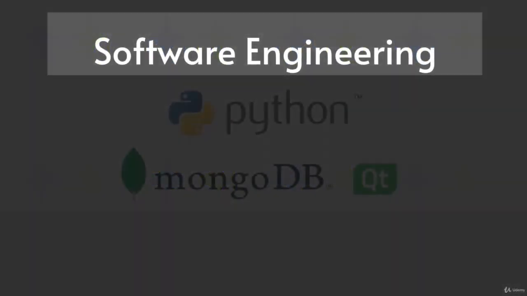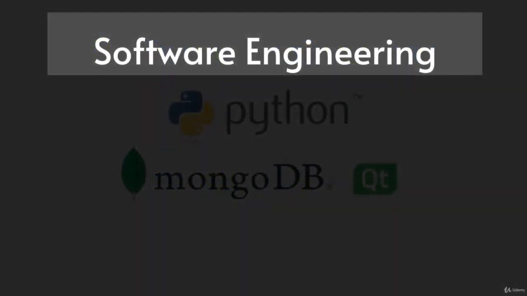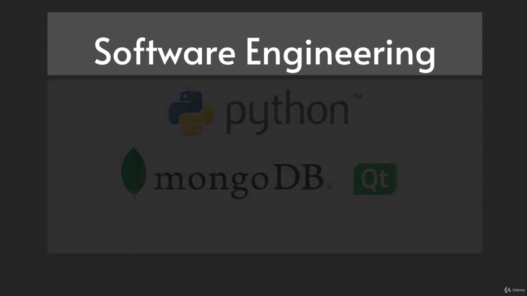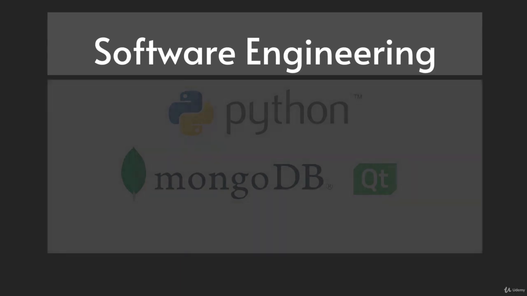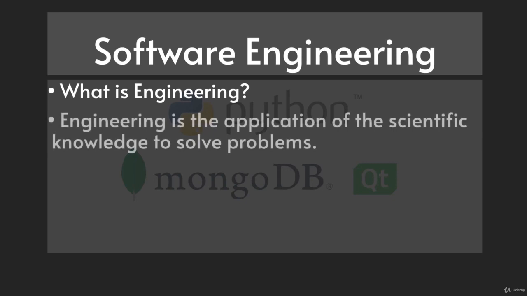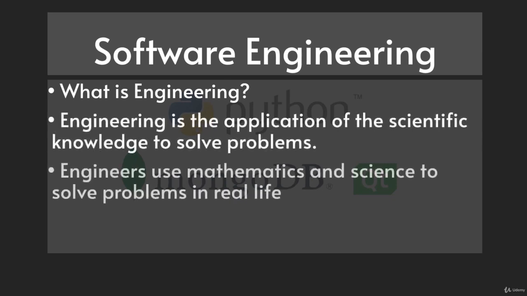Welcome back to the course, and in this section we're going to talk about software engineering. Before we talk about software engineering, let's talk about engineering. What is engineering? Engineering is the application of scientific knowledge to solve problems. That's basically what engineering is. It's just a creative power of science and technology. So engineers use mathematics and science to solve problems in real life.